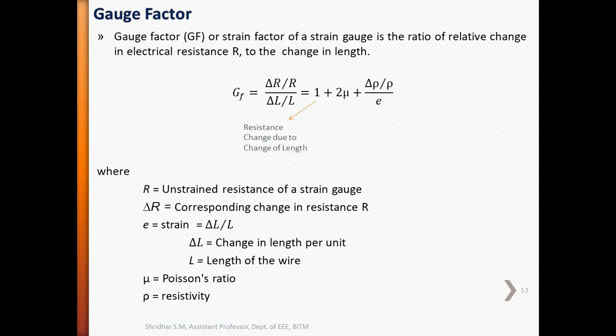In the above equation, the first term 1 represents the resistance change due to the change in length. The second term 2 mu represents the resistance change due to the change in area. The third term represents the resistance change due to the piezoresistive effect.